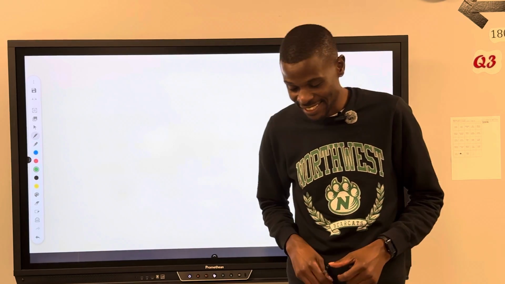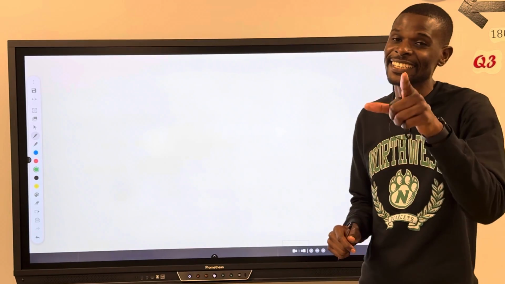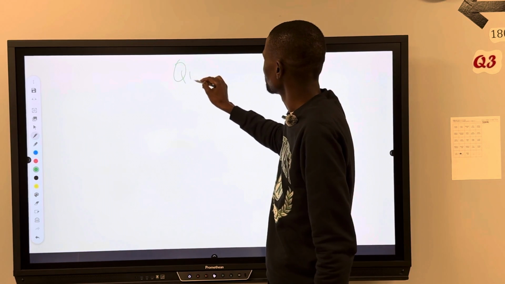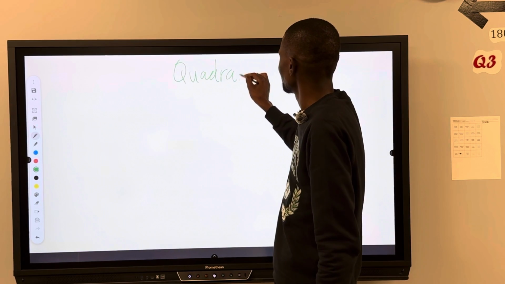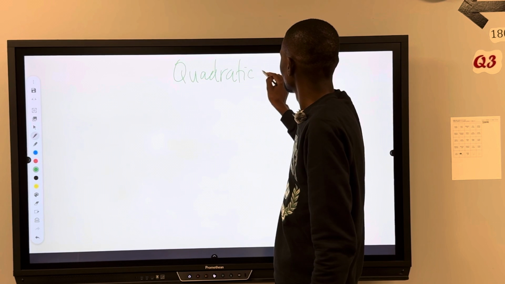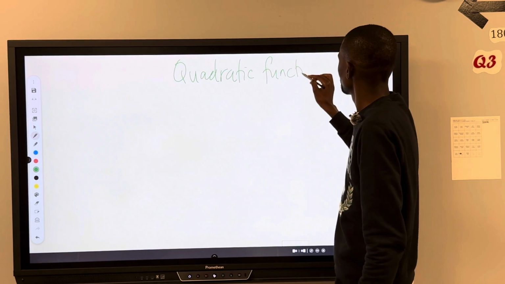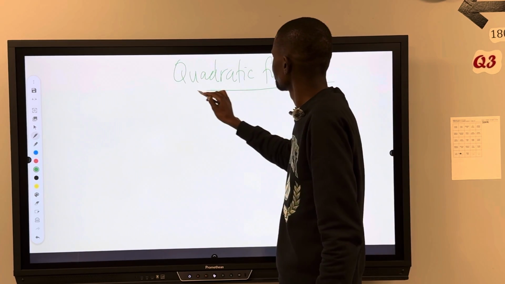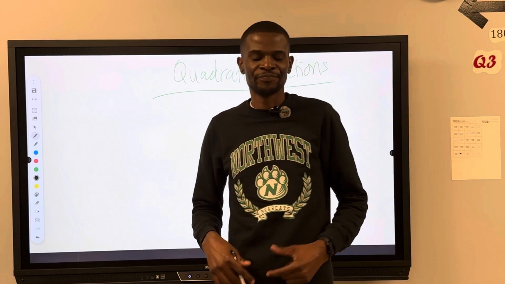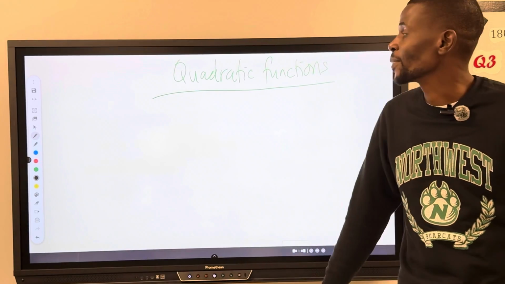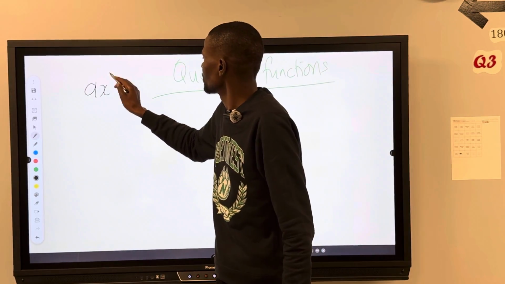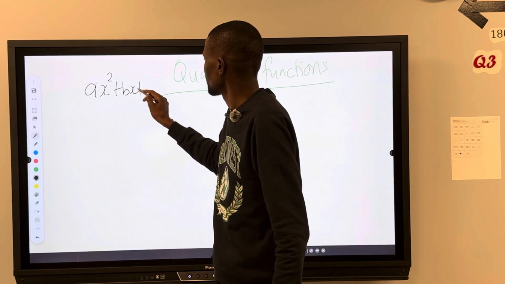Okay, if you're struggling with factoring, this is your lesson. So today we want to learn how to factor quadratics. We want to see how we factor quadratic functions. So the first case is when a is equal to 1. Remember, the standard form is ax squared plus bx plus c.